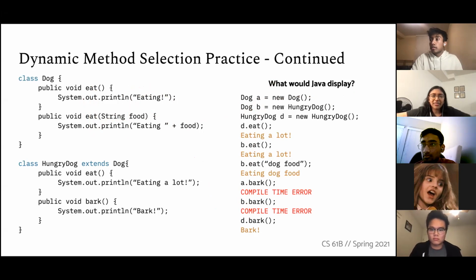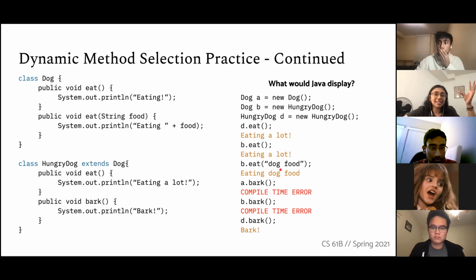So if dog had a method that hungry dog didn't, and we had HungryDog d equals new HungryDog, then d would not be able to use that method in the dog class that hungry dog doesn't have? Nope, that's not true. The reason is because hungry dog extends dog, right? So hungry dog has access to everything inside of dog, plus whatever hungry dog has for just itself. So even if hungry dog doesn't define a method, if dog has it, then we can still access it.